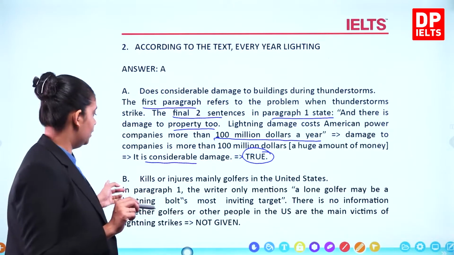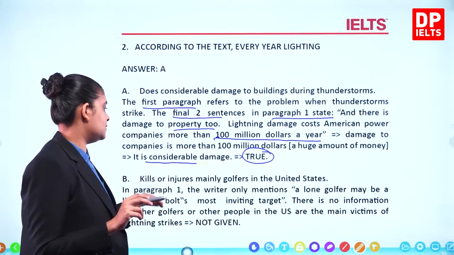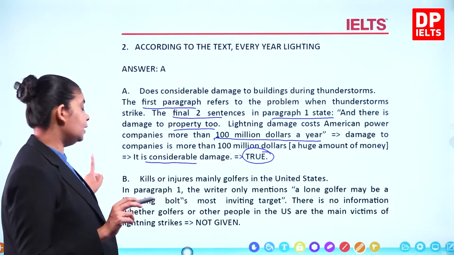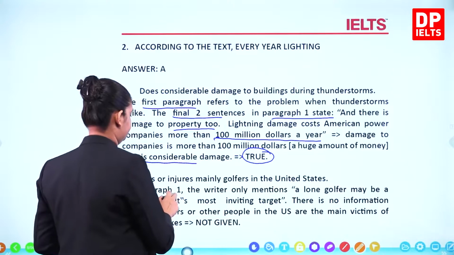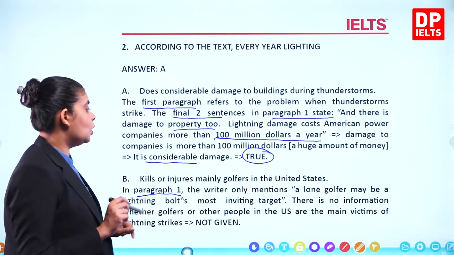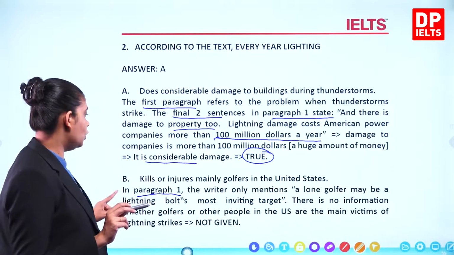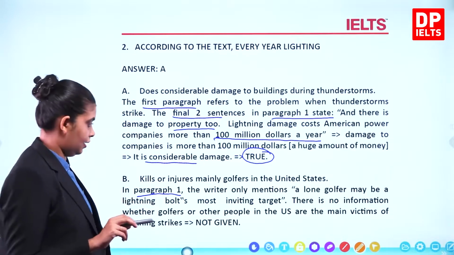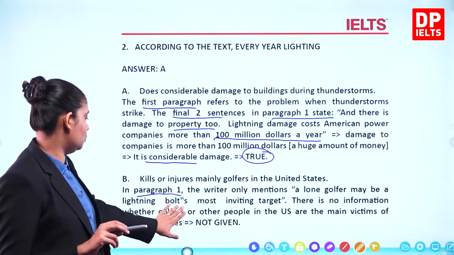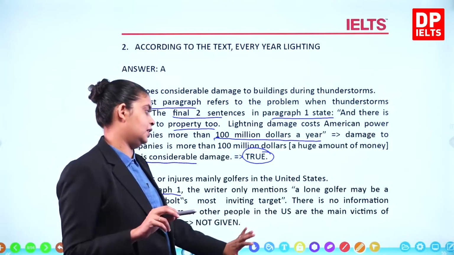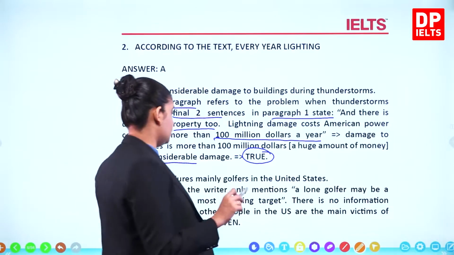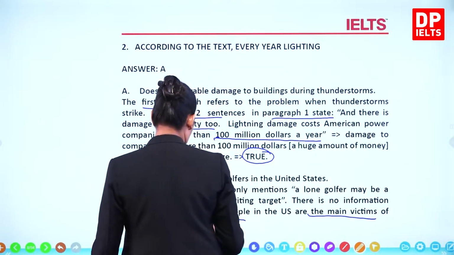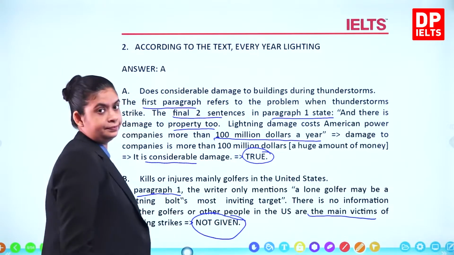B. Kills or injures mainly golfers in the United States, okay. In paragraph 1, the writer only mentions a long golfer may be lightning bolt's most inviting target. There is no information whether golfers and other people in the US are main victims. We don't know. Therefore, it is not given. Okay?